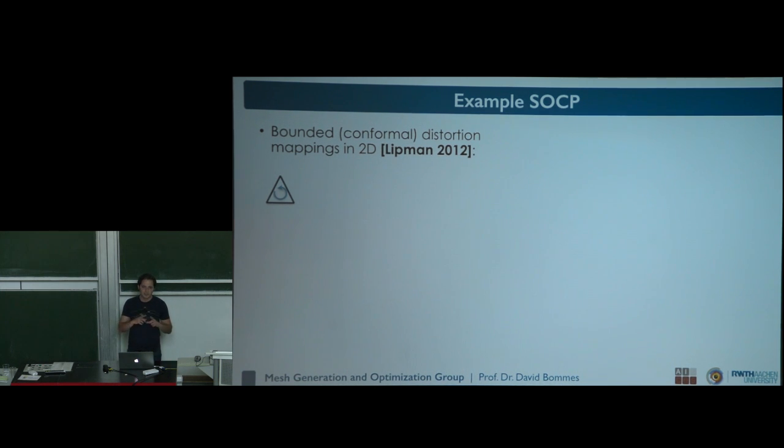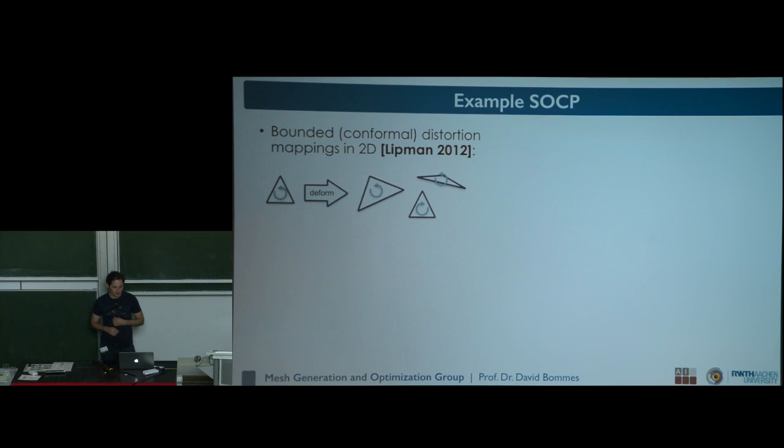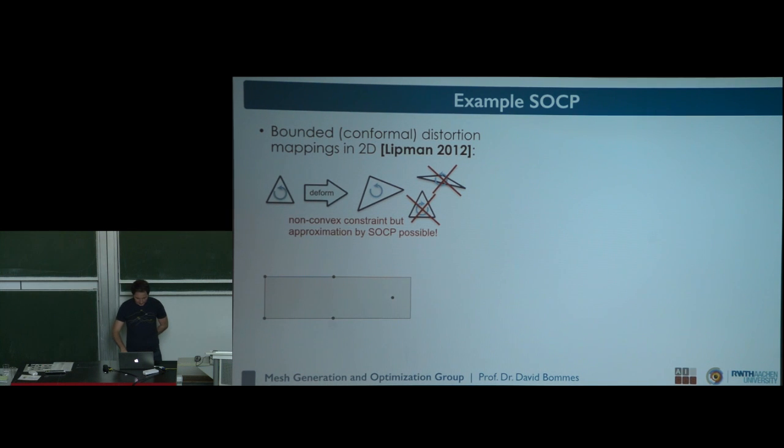We want to look at deformations of triangles. Given one triangle here, we want to look at such deformations, but we want to formulate constraints that exclude deformations where the angles get largely distorted, or where the orientation flips. The full problem, unfortunately, is a non-convex one, but there's a quite nice approximation with a second order cone program that works well. And so let's look at an example.